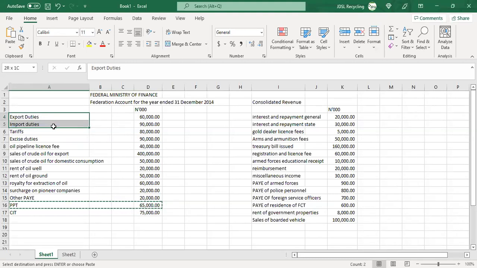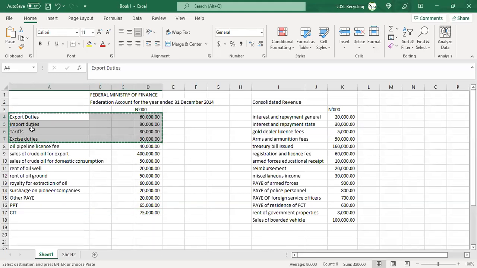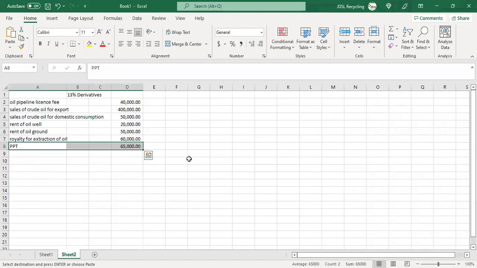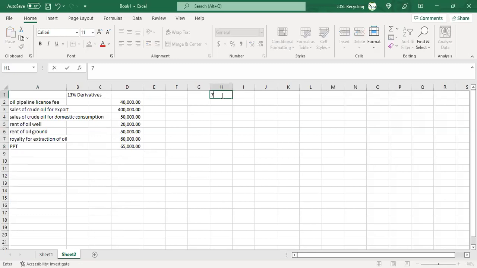Custom import export tariff. I can't hear you, sir. So we want to pick that of custom. These are custom collections, right? Hello, sir. Your voice is faint. Hello, can you hear me now? We can hear you better now. Yes, sir. So we are moving on to custom cost of collection, export duties, import tariff, excise. They are part of custom, right? Yes, sir. Let's see, custom is 7%, right? Yes, sir. Custom cost of collection.